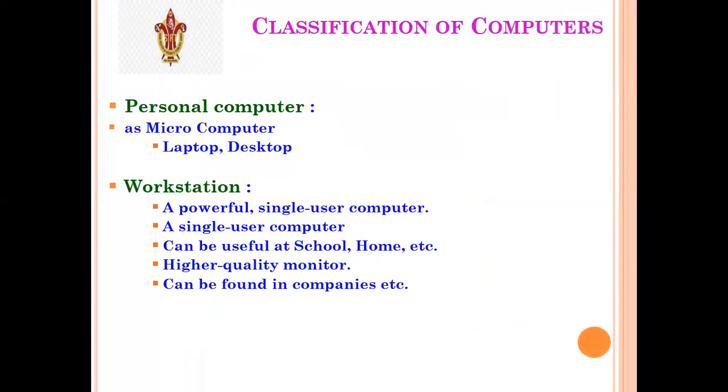So classification of first is your personal computer. In personal computers, the categories are your microcomputers and your laptops and desktops. So laptops are generally which we carry, that I told you in design pattern. Second is the desktop. Desktop is which you will be working in your labs, where you have separate processor, separate keyboard and monitor attached. Workstations, it is generally used in schools, rooms, it is used in industrial purposes, in companies, and the number of users that can use workstations is very high.